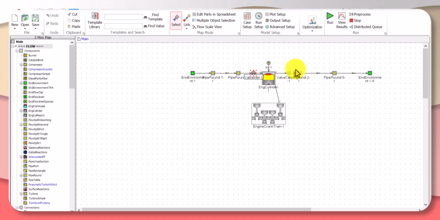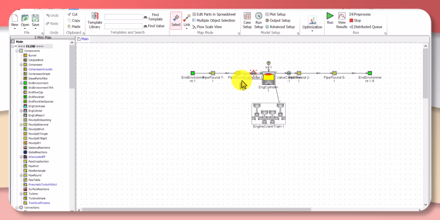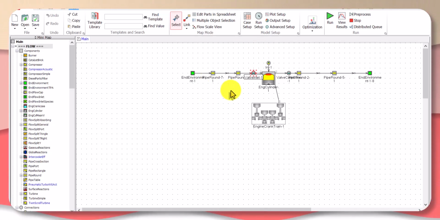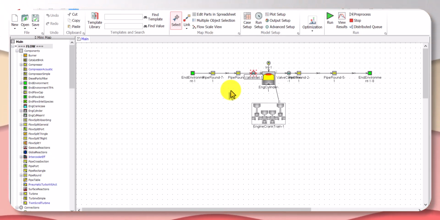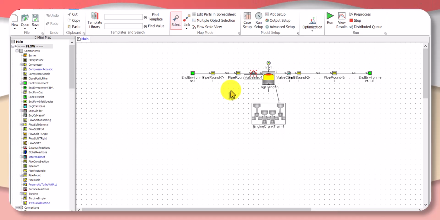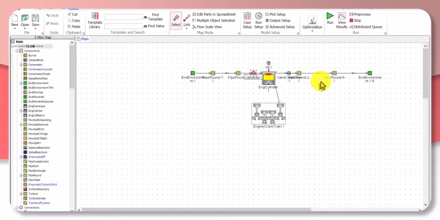Let me have an explanation about the manifold. Here we have pipe runners, and our manifold includes these two pipes. The manifold system in vehicles is divided into two main parts: the intake manifold and the exhaust manifold. Each of these sections has a specific function and consists of various components.